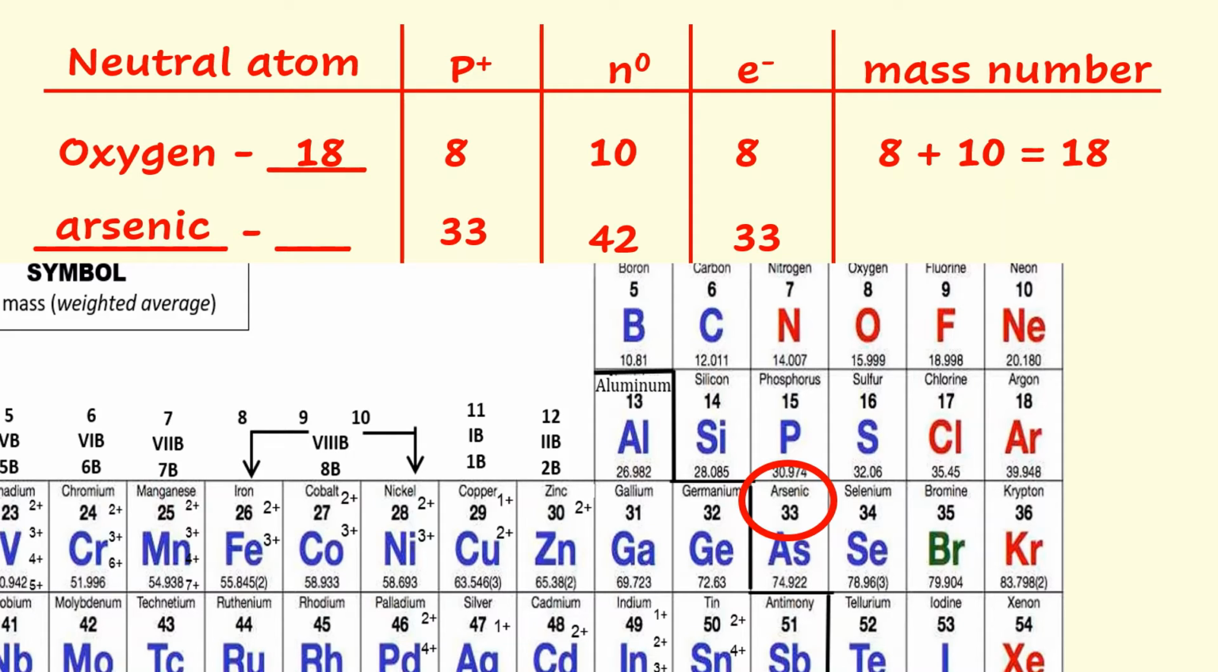We know that there has to be 33 electrons because the total positive charge and negative charge has to be equal. And we find the mass number by finding the sum of the protons and the neutrons. So 33 plus 42 is 75. And we write that mass number after the arsenic in the hyphen notation.